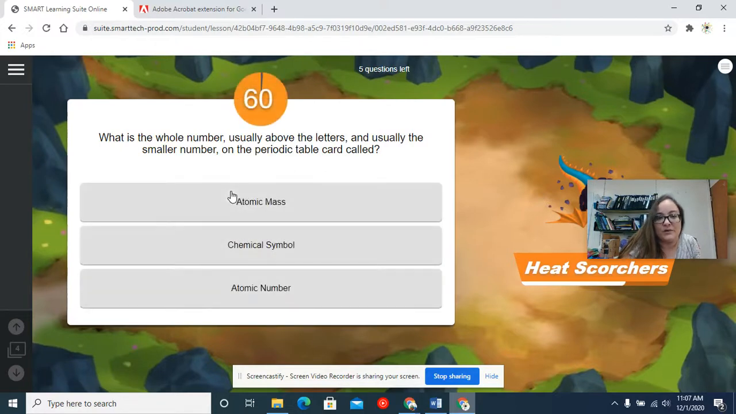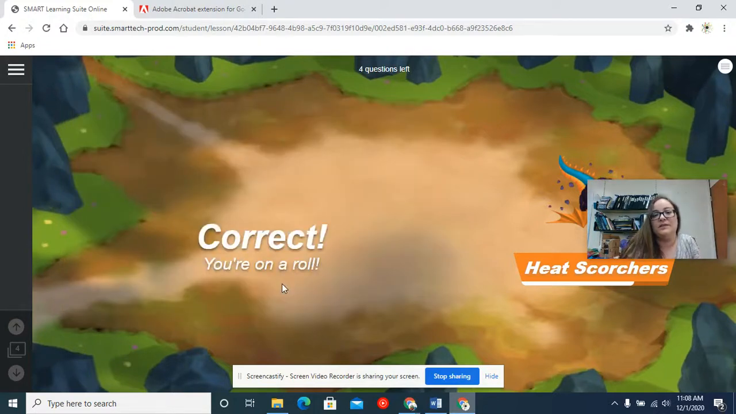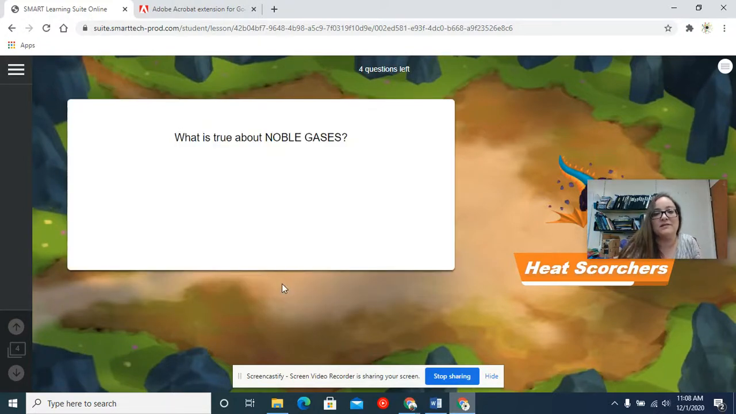What is the whole number, usually above the letters, and usually the smaller number on the periodic table called? So the whole number is the atomic number. The decimal number is the atomic mass.